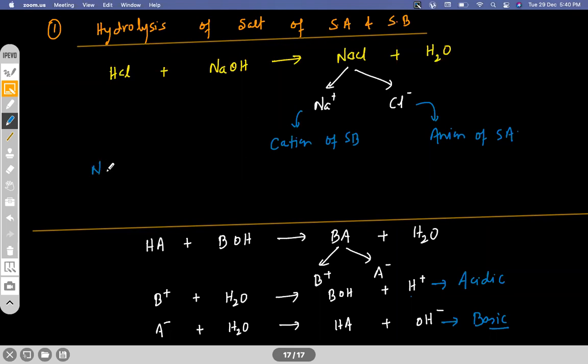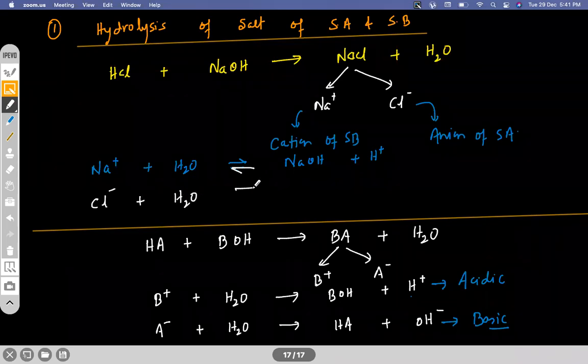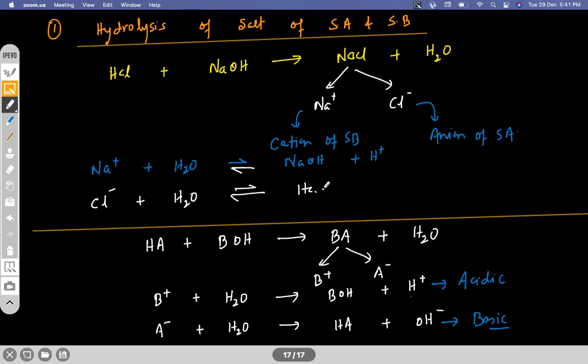Like you see, if I am assuming this reaction, Na plus dissolves in water, it gives NaOH and H plus. But still, this exists as Na plus and OH minus only, since it is a strong electrolyte. So this reaction has no significance actually, and it goes in the backward direction only because it exists as Na plus. Hence we say the hydrolysis of cation of a strong base is not possible, right? Similarly, if you talk about Cl minus plus H2O, it gives the same kind of reaction, HCl plus OH minus. HCl is also a strong acid, so here also it exists as H plus and Cl minus.